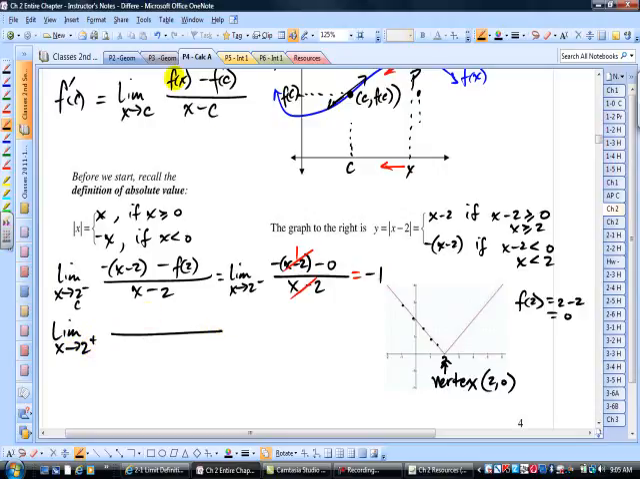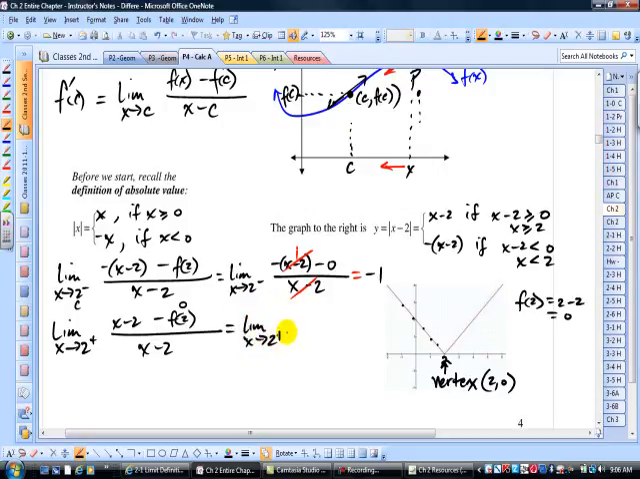Okay, so we want to take f of x as we come in from the right. So which part are we talking about if we're coming in from the right? If we're to the right of 2, well, then you've got to be greater than or equal to 2. So we're talking about the first part of the function here, which is x minus 2, minus f of 2, which we already know is going to be 0, divided by x minus 2. And what's that? Well, it's going to be x minus 2, well, the limit of that.